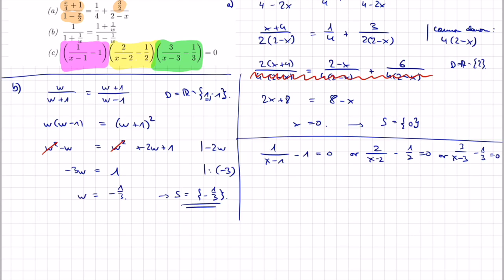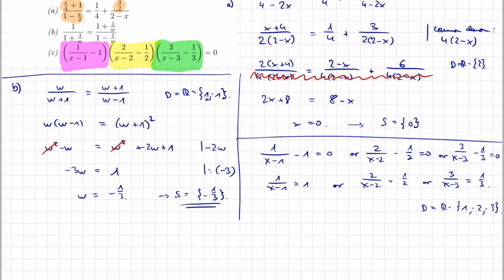And we can already simplify by saying, well, 1 over x minus 1 is 1, or 2 over x minus 2 is 1/2, or 3 over x minus 3 is 1/3. Now, how do we solve this? Here we get, well, first of all, the domain is anything except 1, 2, and 3.